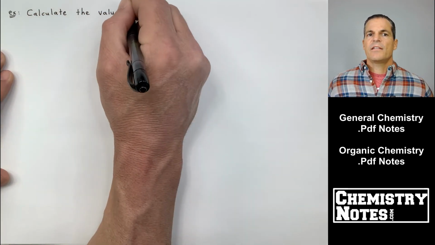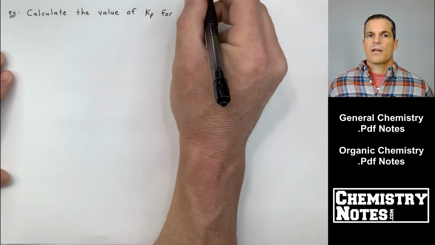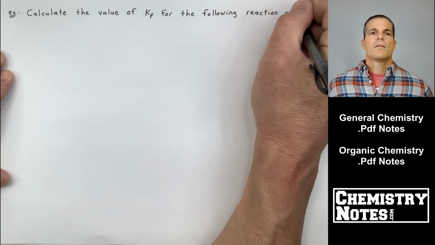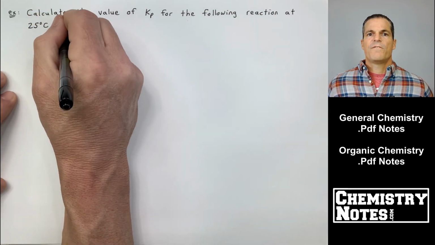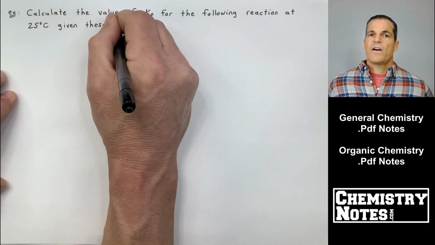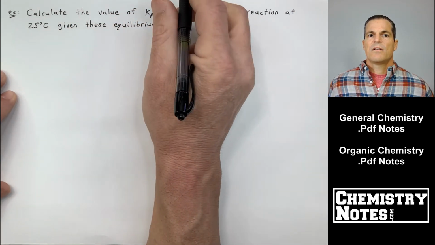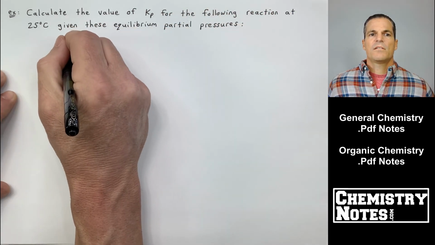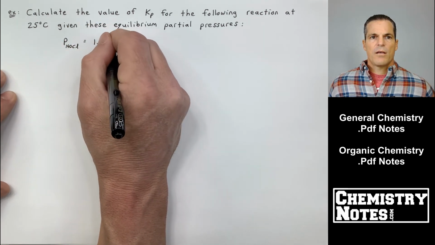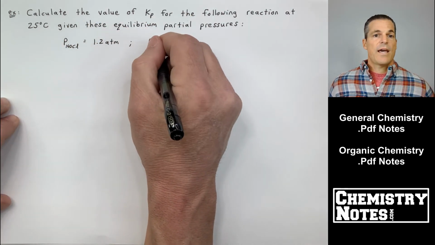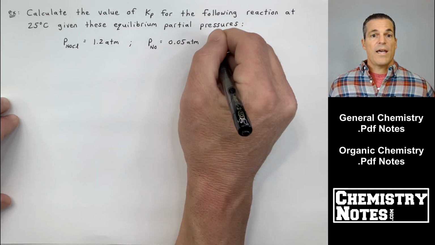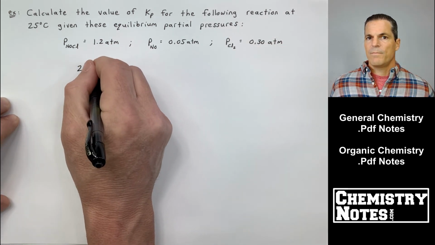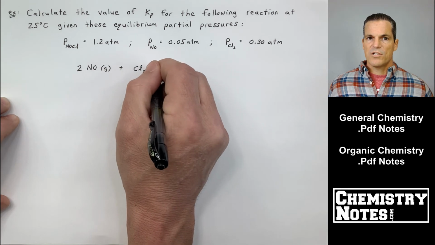It says, calculate the value of Kp. So now I know I'm calculating the equilibrium constant in terms of pressures instead of concentrations. Calculate the value of Kp for the following reaction at 25 degrees Celsius given these equilibrium partial pressures. So this is just going to be a plug and chug. I've got the partial pressure of NOCl at equilibrium, the partial pressure of NO at equilibrium, and they're also giving me the partial pressure of Cl2 at equilibrium. And then, of course, the next is the balanced equation.